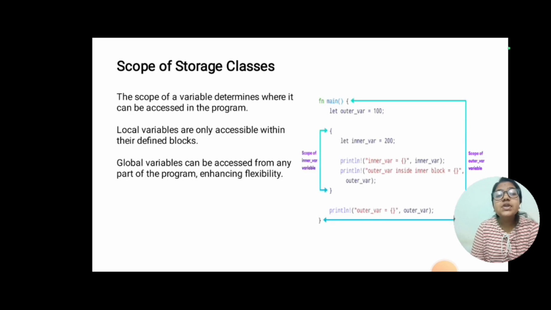Scope of storage classes. What is the scope of storage classes? The scope of a variable determines where it can be accessed in the program. Local variables are only accessible within their defined blocks. Global variables can be accessed from any part of the program, enhancing flexibility.